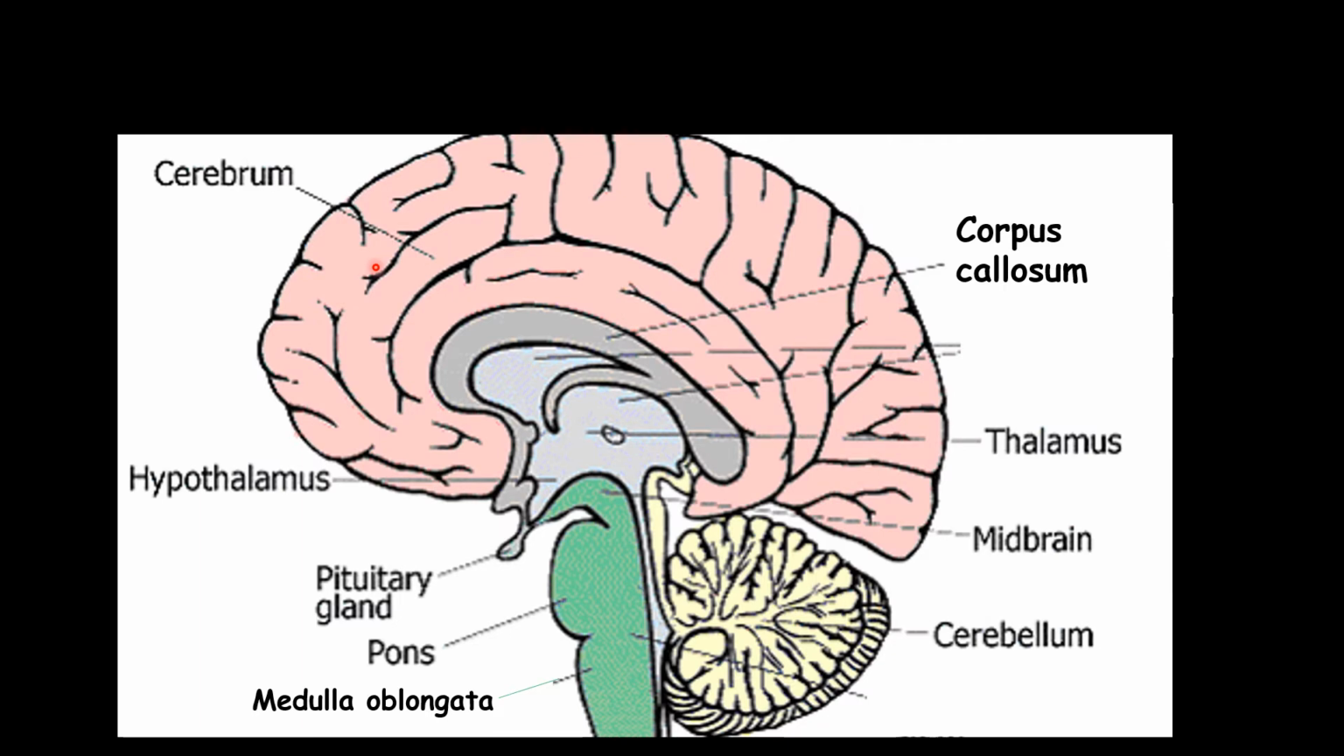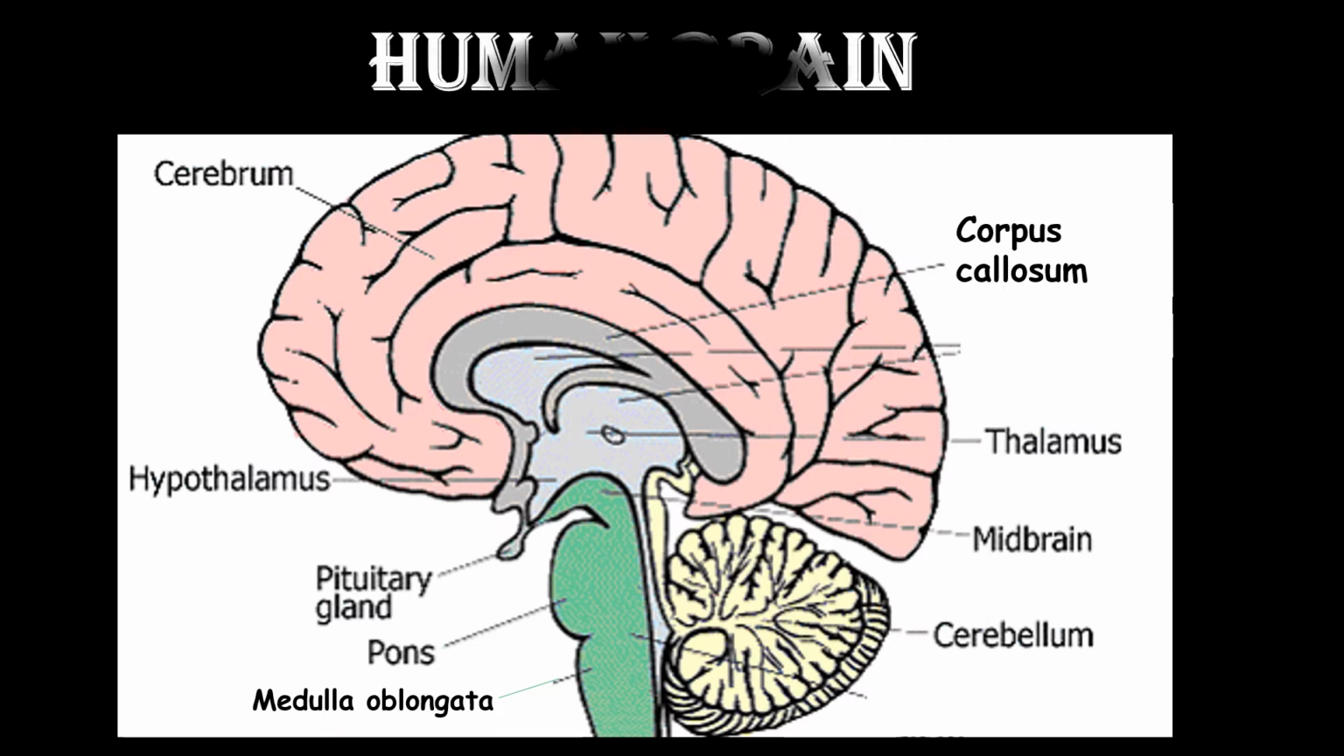Which is this diagram? This is human brain. We can go through the labelings. The largest portion of the brain, cerebrum. Then we can label this hypothalamus. Below hypothalamus, pituitary gland. Then the small projecting portion, that is pons. This is medulla oblongata.